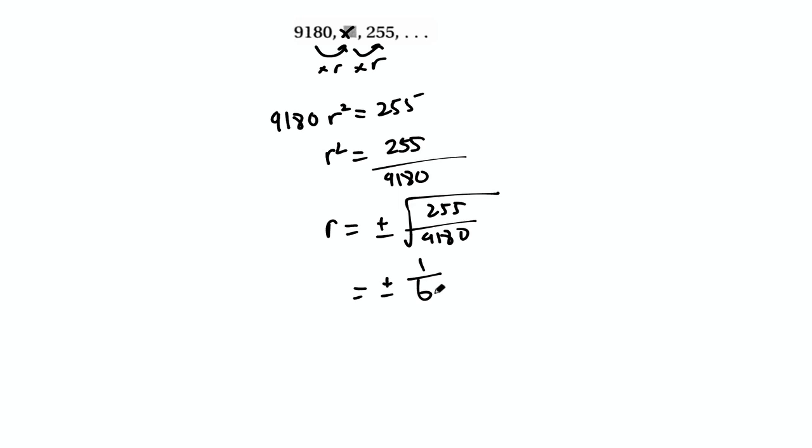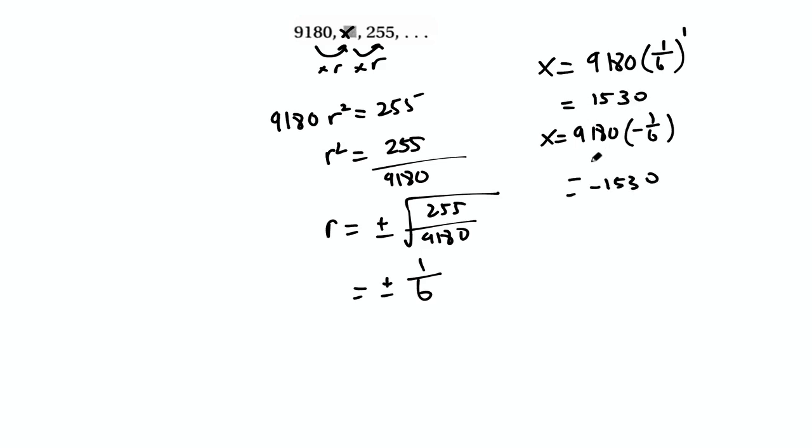So there's two possibilities. This tells me if this is x, it's going to be the first term, so 9180 times the common ratio once. It could be either the plus version or the minus version, so one of these two. Then this will be positive or negative 1530.